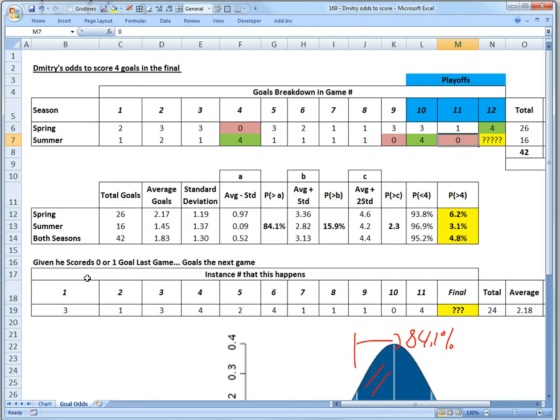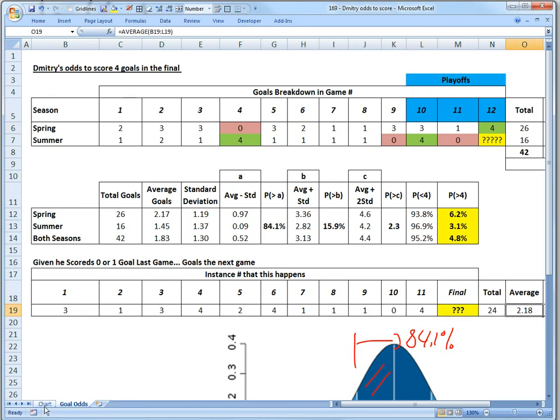So basically what I did here, I tabulated all the instances he scores 0 or 1 goals last game, and then input the goals that he scores the next game. So if you look at all instances, the first instance occurs here, so he gets 3 goals. Second instance, he gets 1 goal, and it keeps going on, 3, 4, 2. So then I would do a normal distribution of this.